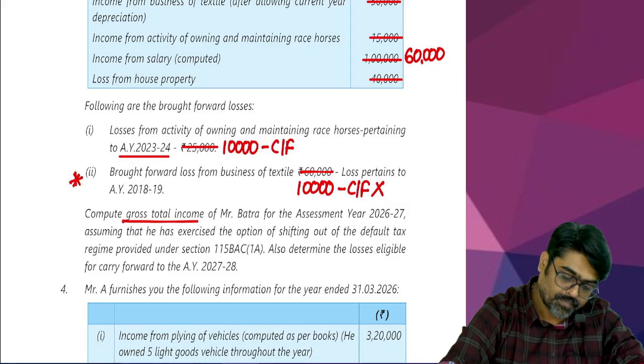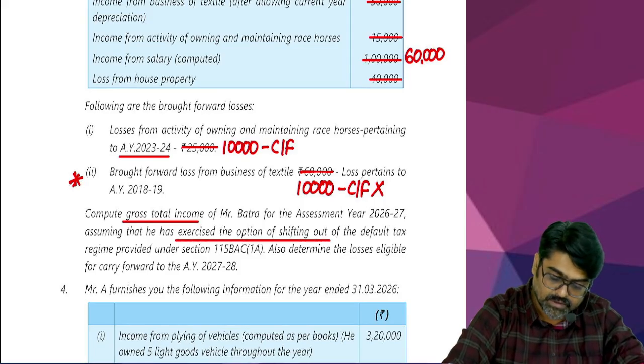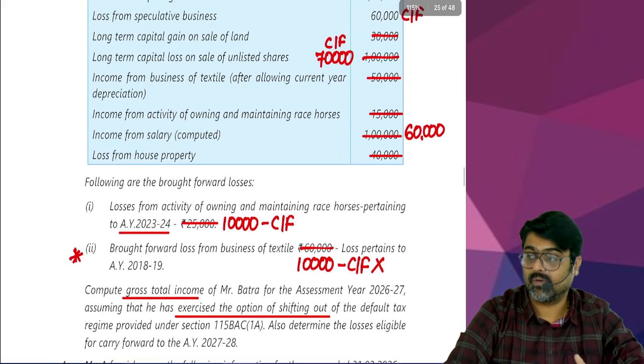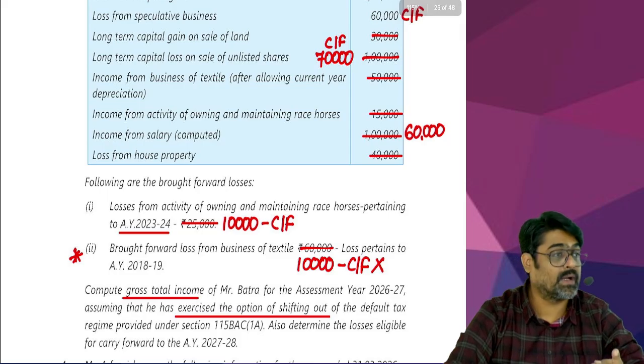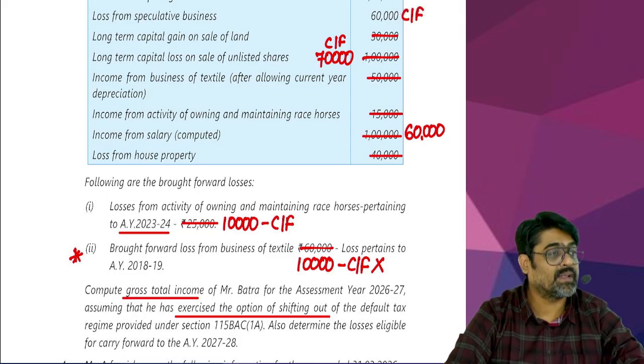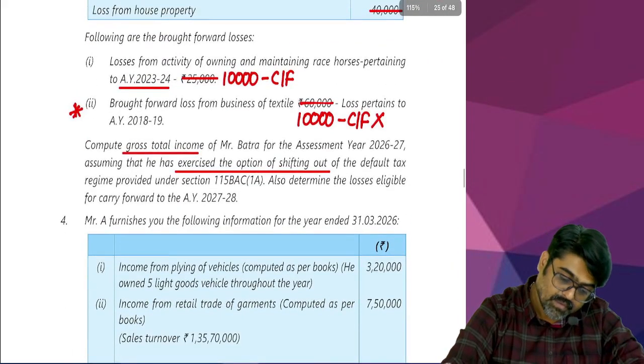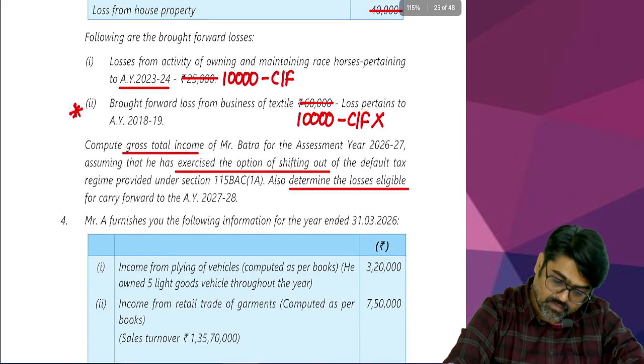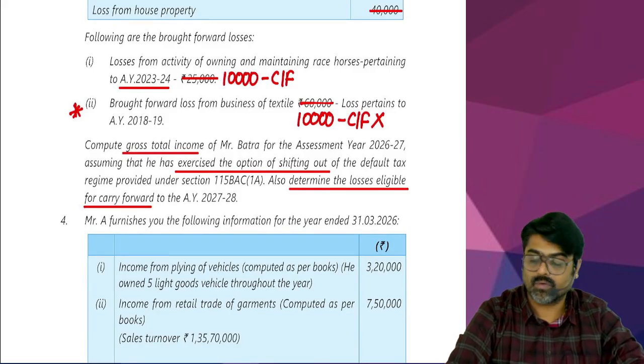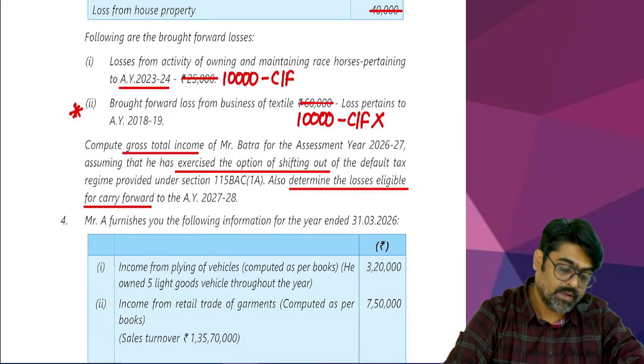Compute what? Gross total income. Assuming that he has exercised the option of shifting out. That is the reason why we have adjusted the house property loss against the salary. If they will say that not shifting out, then house property loss will not be set off and it will not be allowed for carry forward also. Yes or no? Then also determine the losses eligible for carry forward. So first you calculate GTI and then you determine the losses eligible for carry forward.